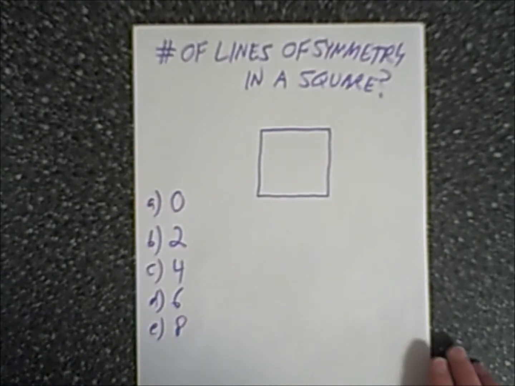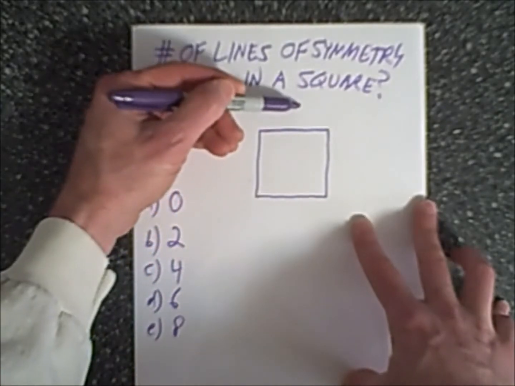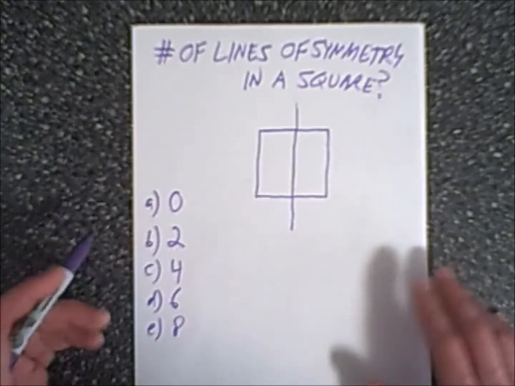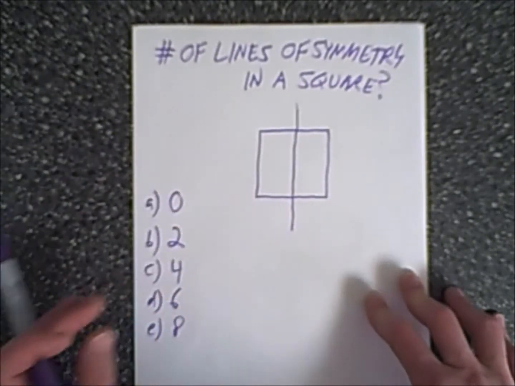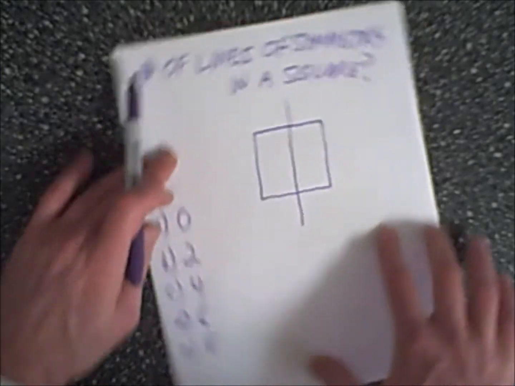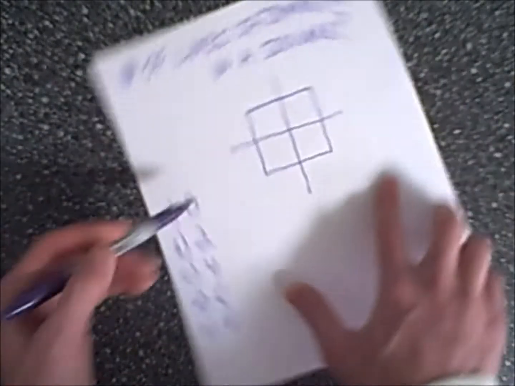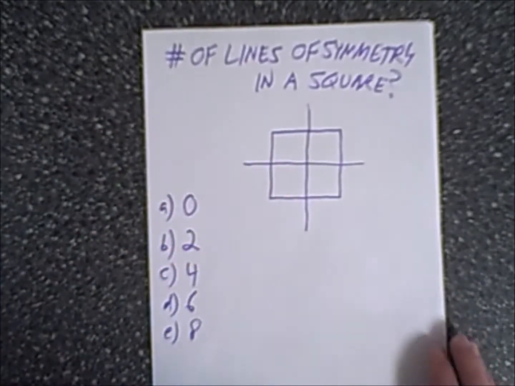So I'll show you some examples. Let's take a look. One line of symmetry would of course be right down the middle this way, because again, if we took this and folded it over, this side and this side would match cleanly. And then if we were to look at it this way, we would have another one, because it is a square. We're basically bisecting each of these sides.